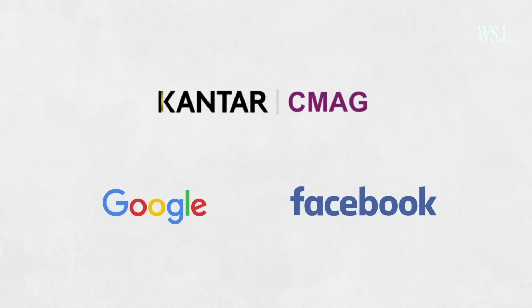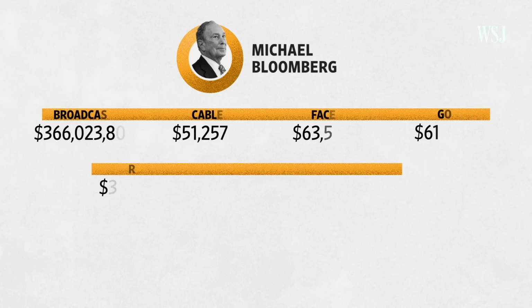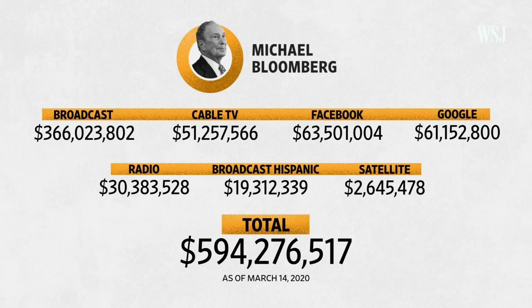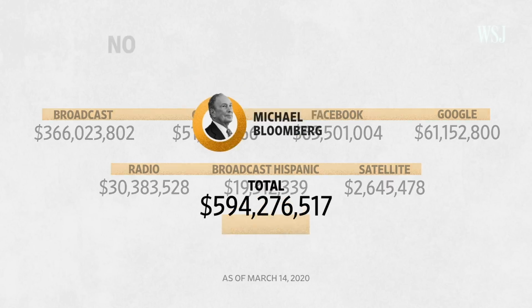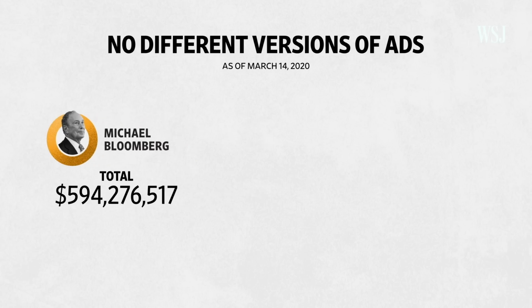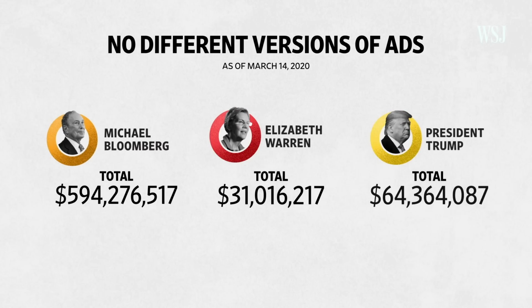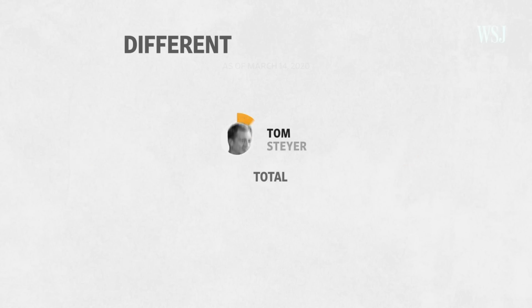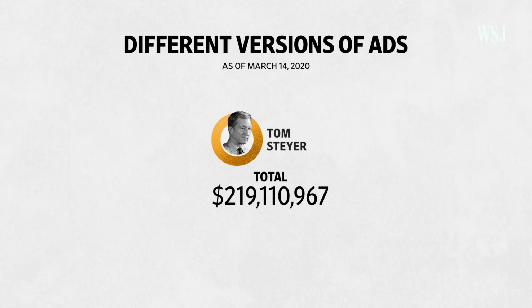According to Kantar CMAG and data from Google and Facebook, Michael Bloomberg spent at least $590 million on advertising over the course of the presidential primary race, and had no different versions of the same ad. Despite spending significantly less money, both Senator Elizabeth Warren and President Trump appeared to have no variations of the same ad. Tom Steyer, another billionaire in the race, appeared to only have one ad that had different versions.